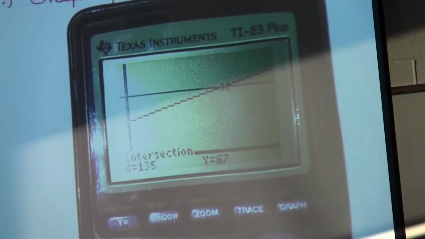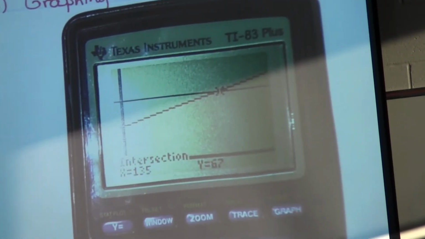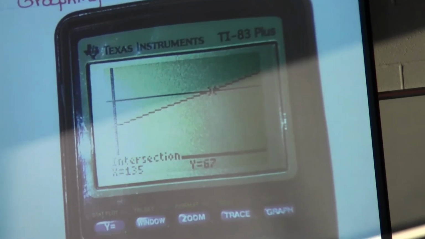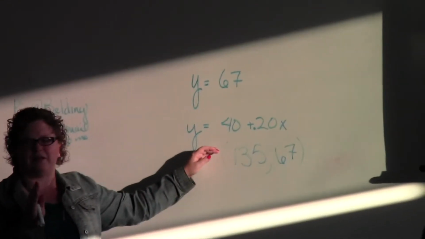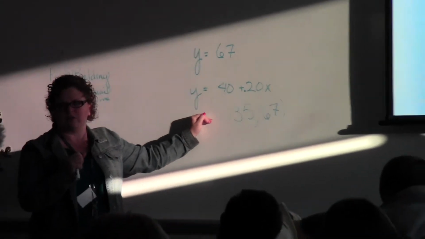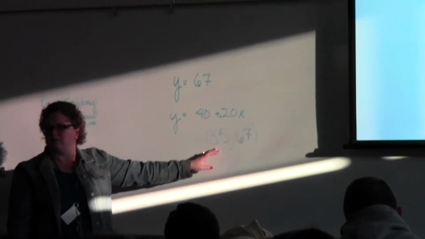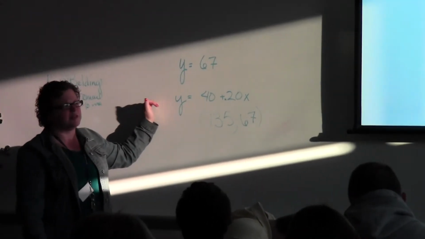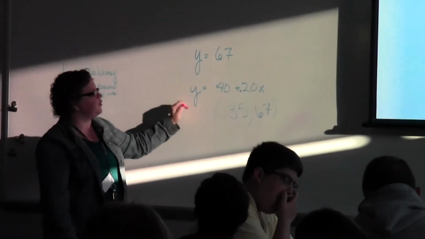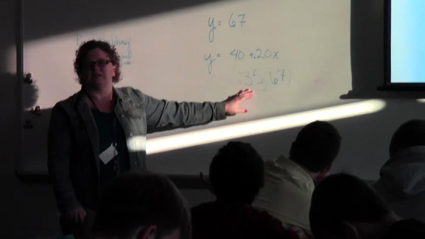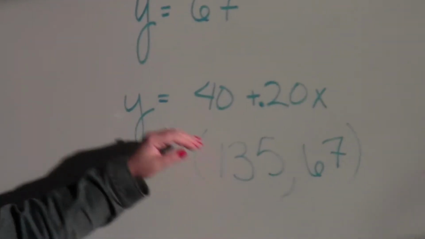Where 135 represents what again? The number. How many texts? So once I make 135 texts, I'm exactly even. At 135 texts, it doesn't matter whether I'm on the unlimited or on the other plan, I'm paying exactly the same amount, $67. Once I make 136 texts, this becomes the more expensive plan. So if you're going to make more than 136 texts in a month, then you would be better off on the unlimited plan.